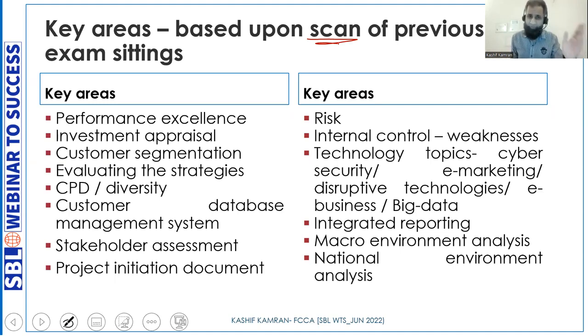Let's look at the list on the left first. Key areas. Performance excellence has come, I think, once in past papers. Investment appraisal. Customer segmentation, we saw that coming in the December 21 paper in the webinar. Evaluating the strategies. I hope you know that SAF model, suitability, acceptability, and feasibility. The examiner might give you 2 strategic options, and you need to evaluate which strategic option is better for the company. So evaluating the strategy is another area which comes quite regularly in the past papers.